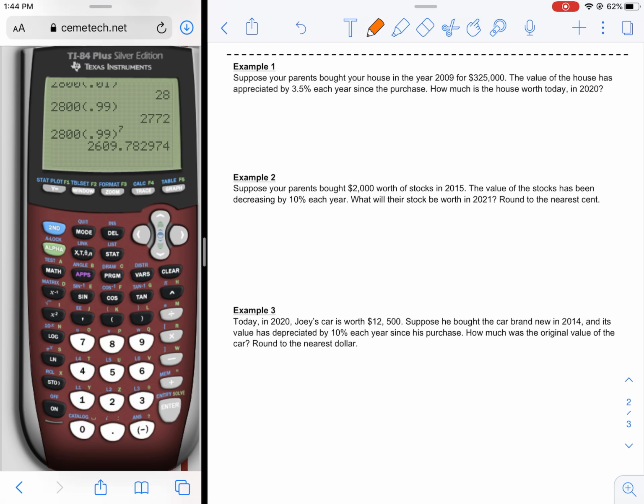Okay, so the next problem, it says, suppose your parents bought your house in the year 2009 for $325,000. The value of the house has appreciated by 3.5% each year since the purchase. How much is the house worth today in 2020? The word appreciated in terms of investments or values means it's going up, so this is an example of exponential growth.